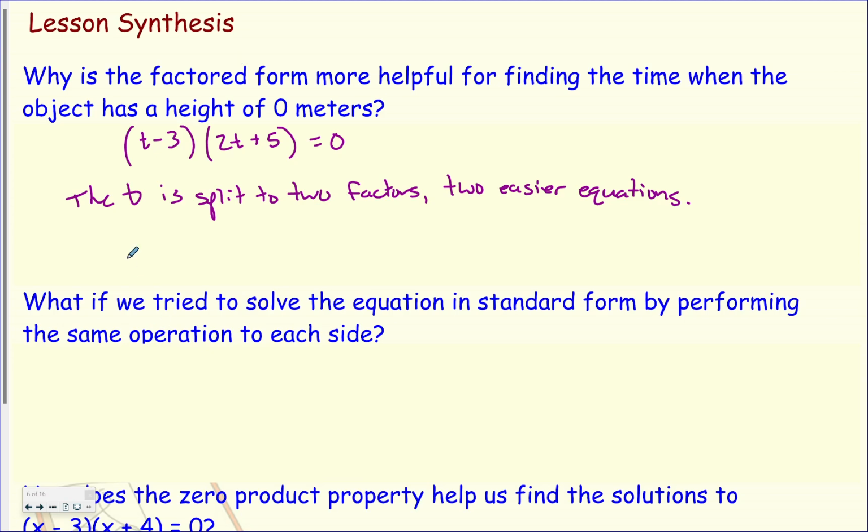So factored form is always of the form a times b equals 0. It's always a product of factors. What if we tried to solve the equation in standard form, right?